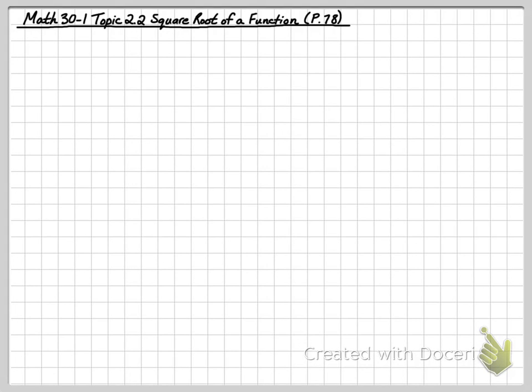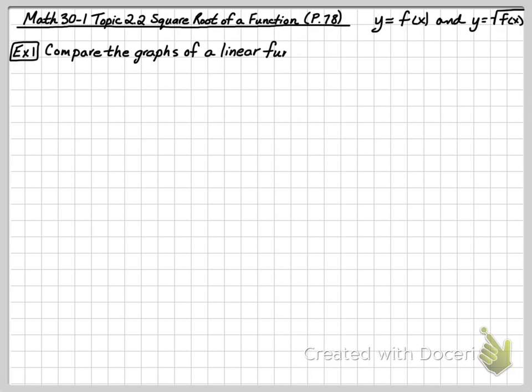In Math 30-1, we're going to continue today with topic 2.2, the square root of a function. That's found on page 78 of our texts. By a function, we're talking about f of x, and by the square root of a function, we're talking about the square root of f of x.